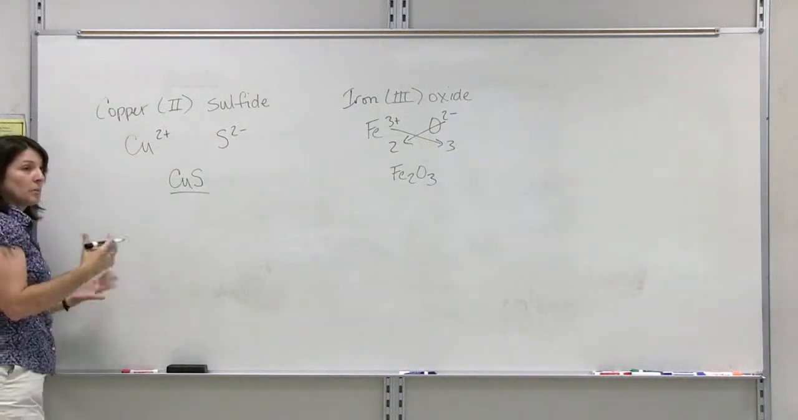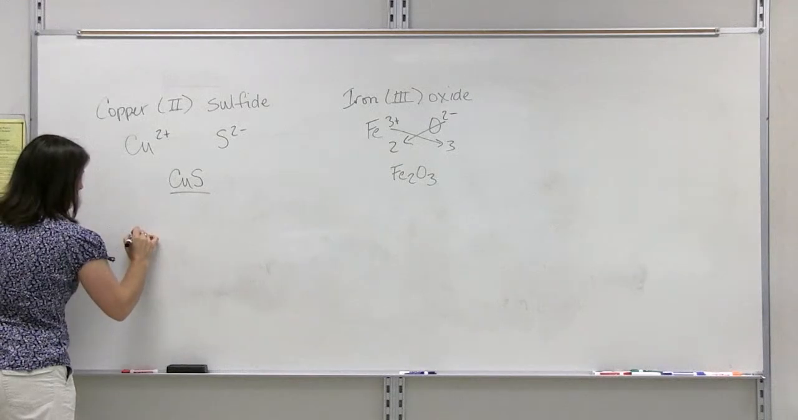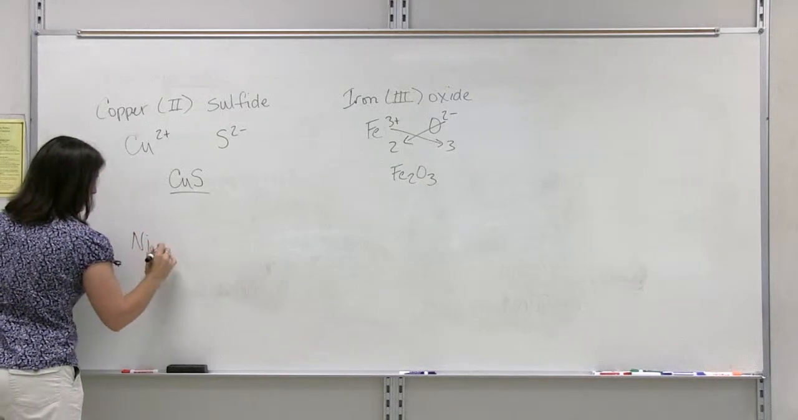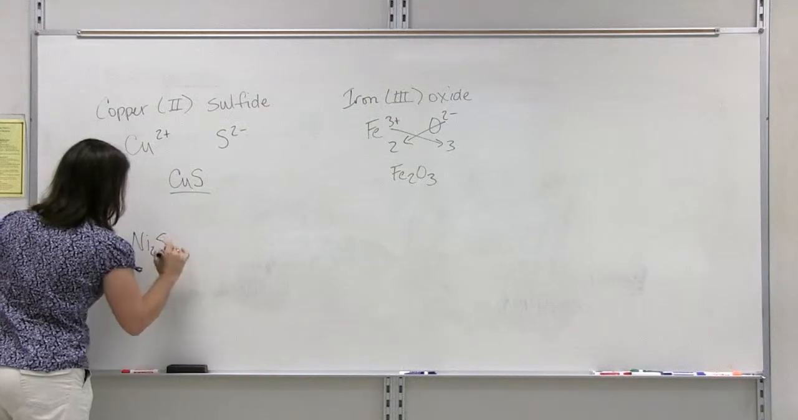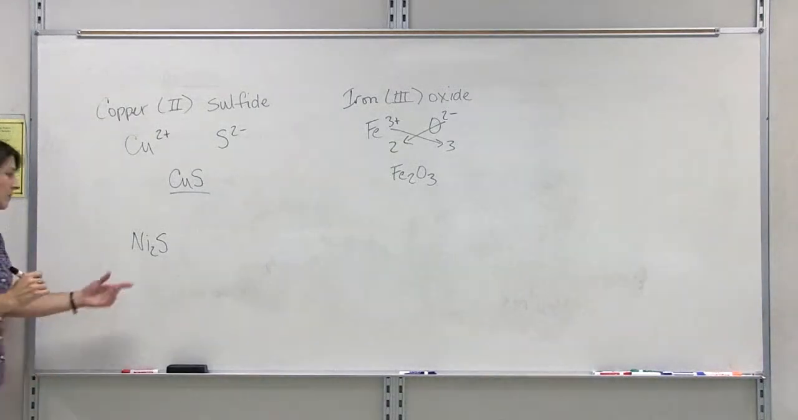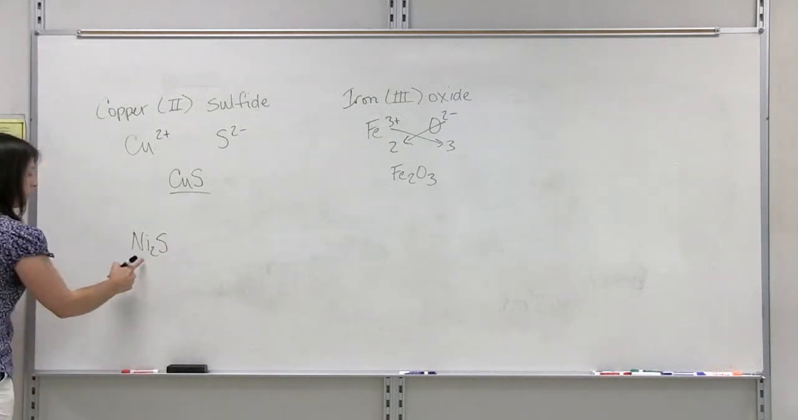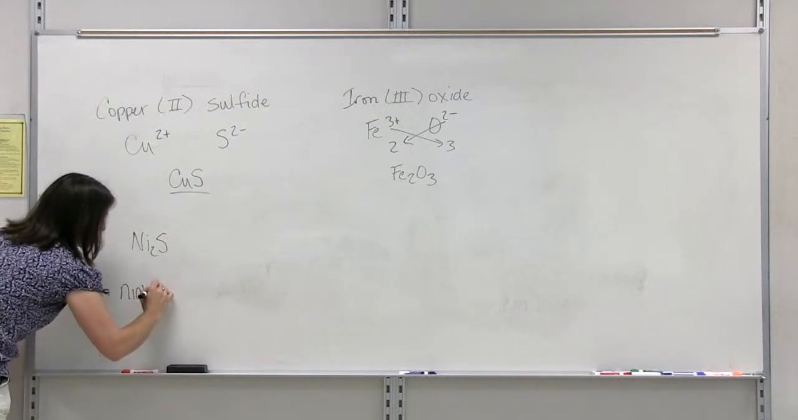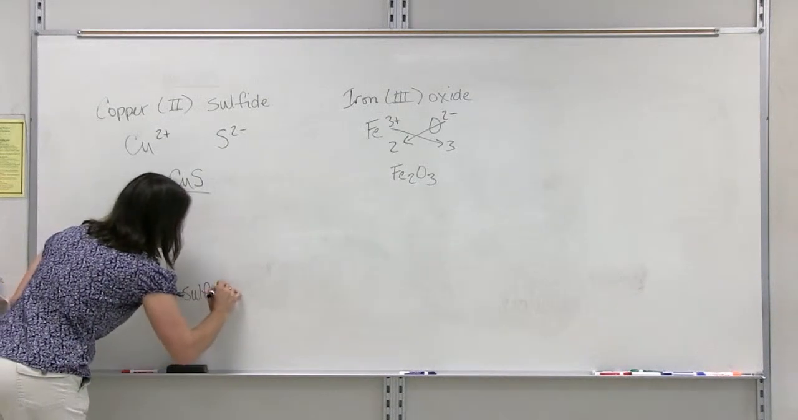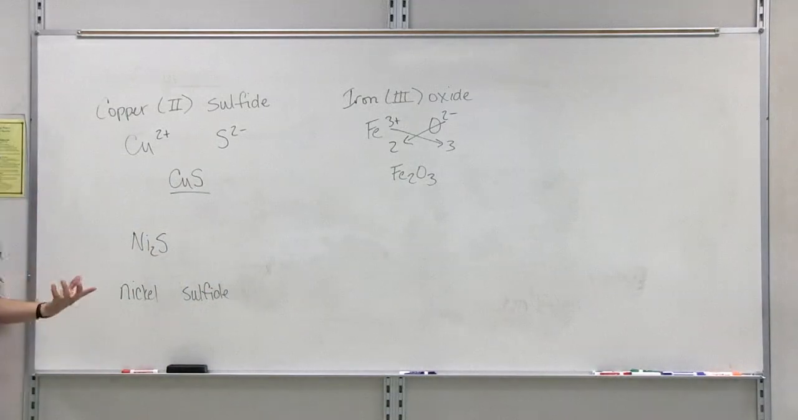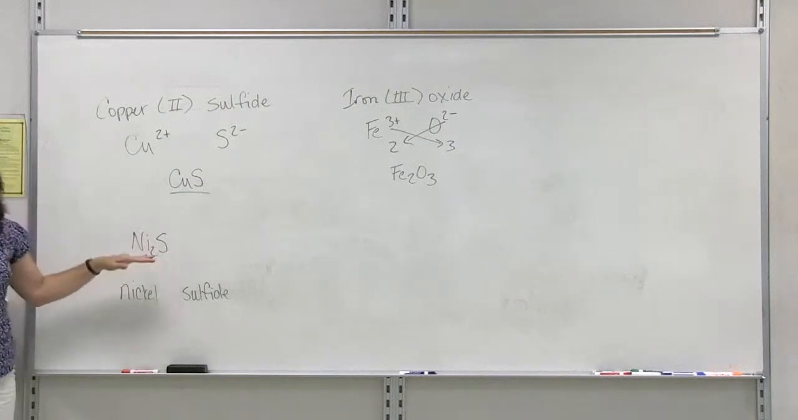We can go the other direction and go from formula to name. So if we had something like Ni2S, okay? We want to name this. We know that first we write the name of the metal and then the name of the nonmetal. Ni is nickel. S is sulfur. We change the ending to IDE, so sulfide. However, there's one more piece to this name. Nickel is a transition element. So if it's a transition element, we have to include a Roman numeral that tells us the charge.